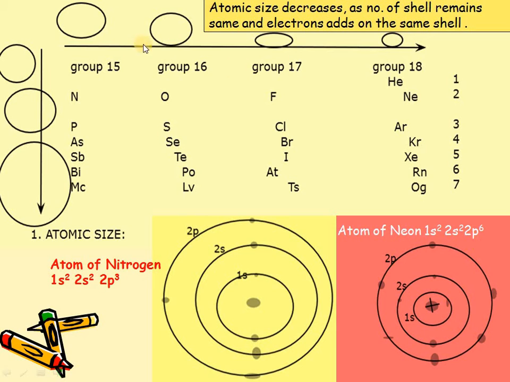So this is the scenario. While moving from this to this, size decreases, and I think this is a good representation for you. You can check by yourself that this atom has a bigger size in comparison to this one.